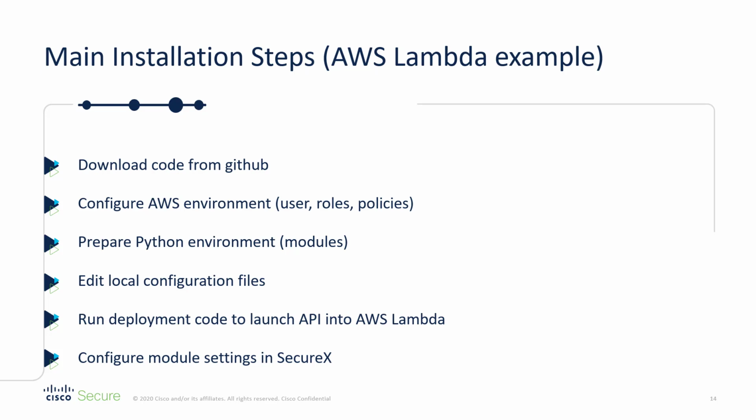Some of the steps involved in installing one of these things using the default AWS Lambda example is that you download the server code from GitHub, you configure your AWS environment, you prepare your Python environment, you edit the local configuration files for that code that you downloaded that then launches, when you run it, the API into AWS Lambda serverless architecture, and then you configure your module settings in SecureX.